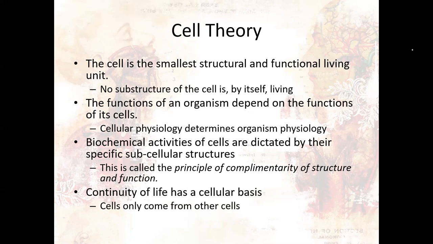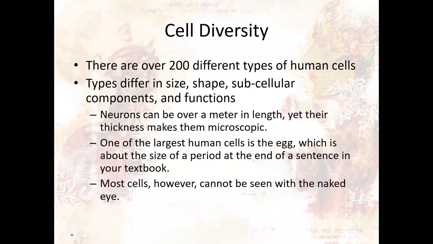The biggest part of this is that the cell is the smallest unit of life. There's no little pieces inside the cell that are by themselves alive. The functions of any organ or organism depend on the functions of the cells. And the activities of the cells are dictated by the stuff inside the cells. This comes back to our big idea of structure and function complementing one another. And cells only come from other cells. They don't just randomly pop into being.